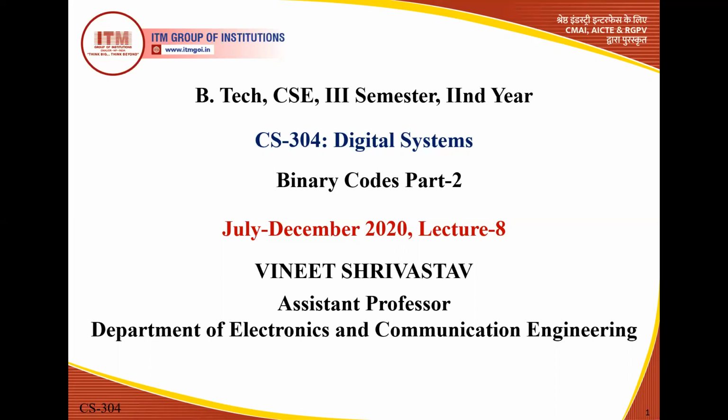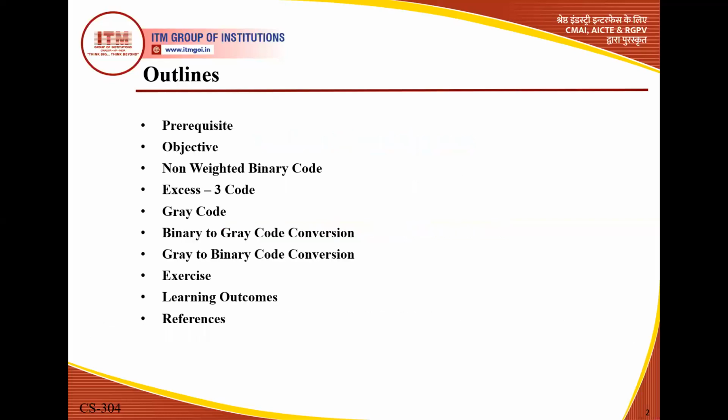So we move forward. These are the outlines here. Prerequisite, objective, non-weighted binary code, in which we discuss Excess-3 and Gray code. Then we discuss binary to Gray code and Gray to binary code conversion. Then an exercise based on the above discussion, learning outcomes, which are very important, and the last one is references.